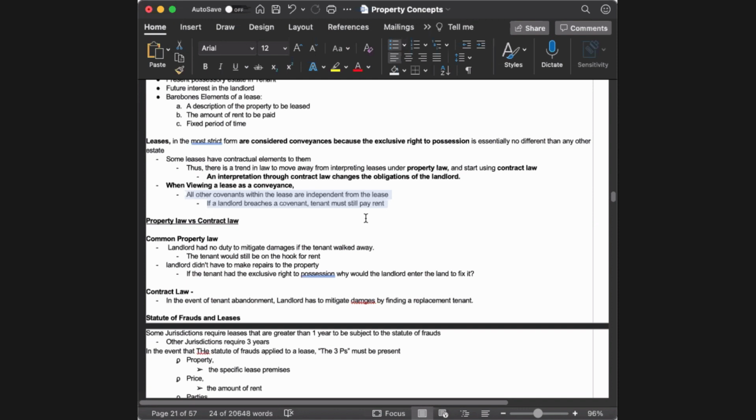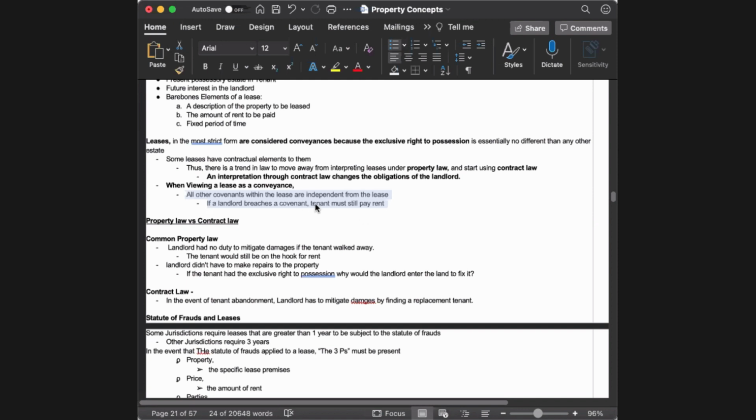In that instance, you would just have a situation where if it ever ended up in court, which would be wild, you'd end up having the court ordering the landlord to fix the property, essentially ordering the landlord to do their job or perform under their covenant, or they'd tell the landlord to pay damages to the tenant.